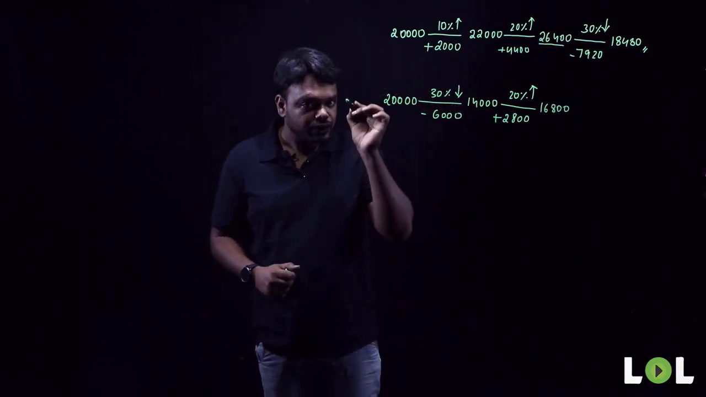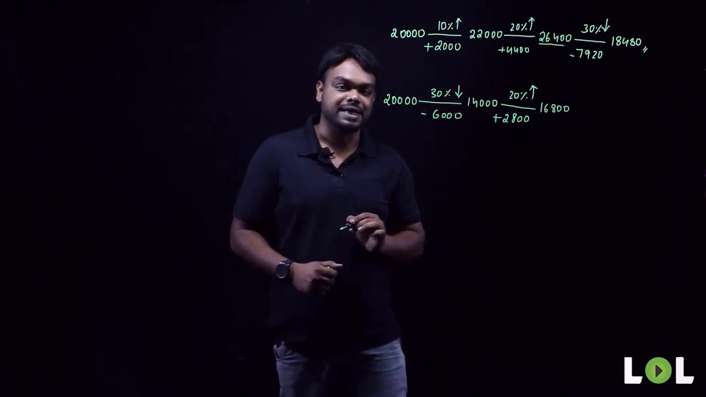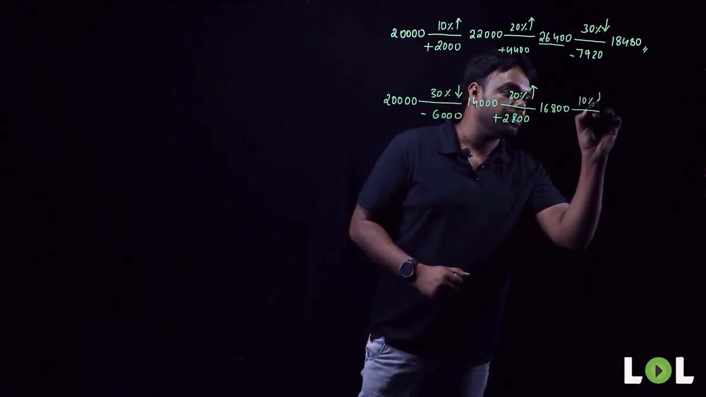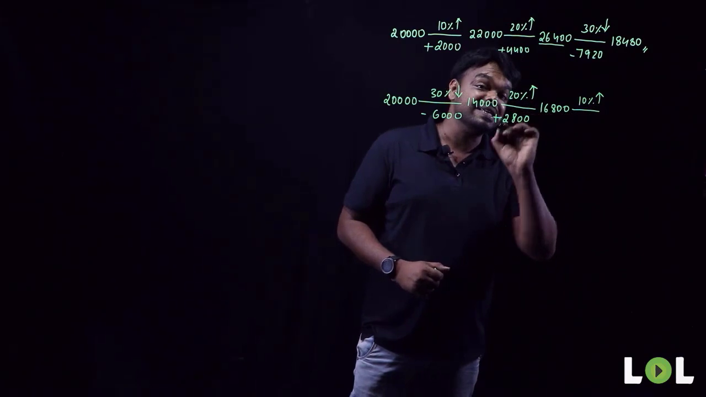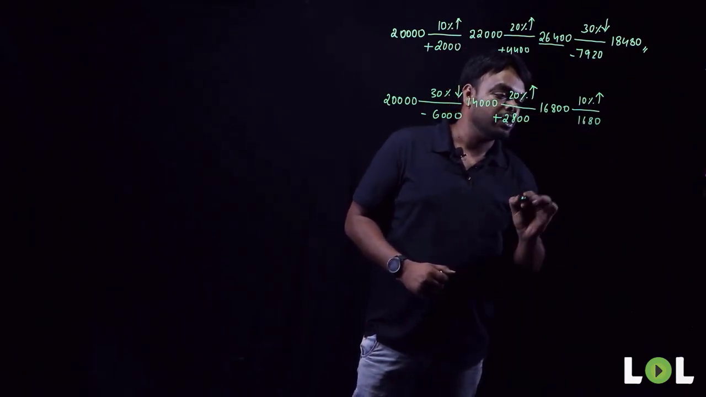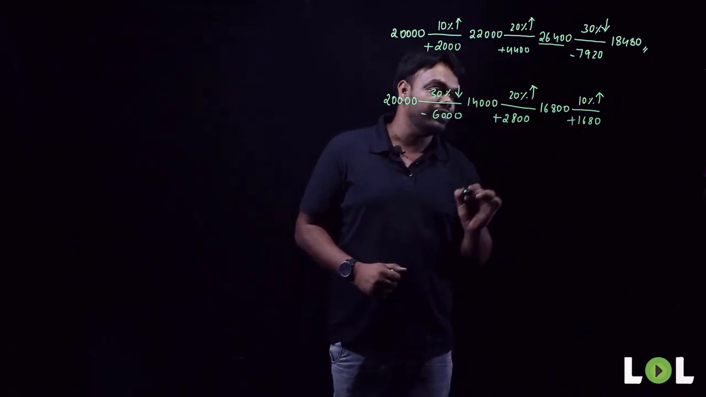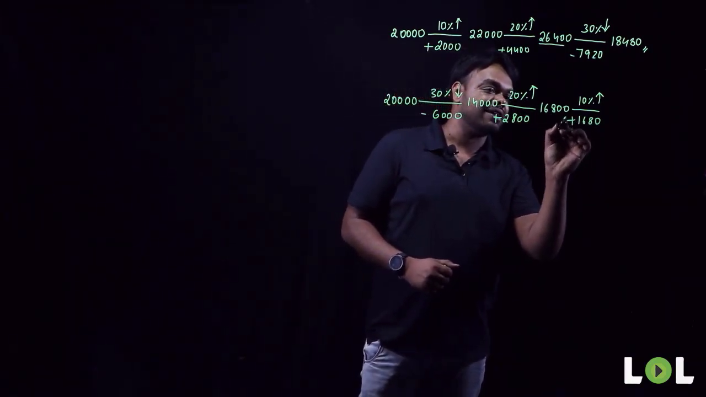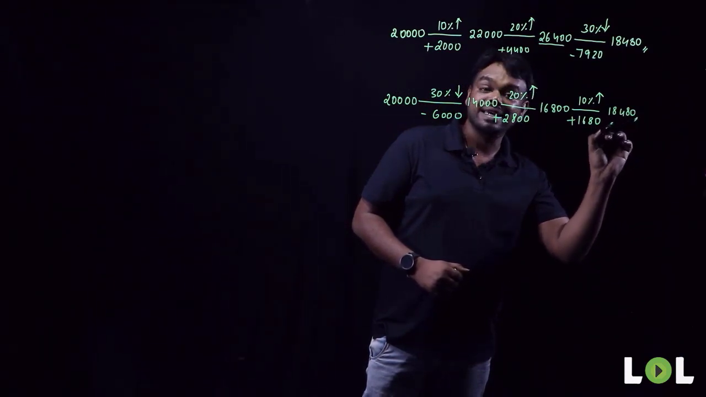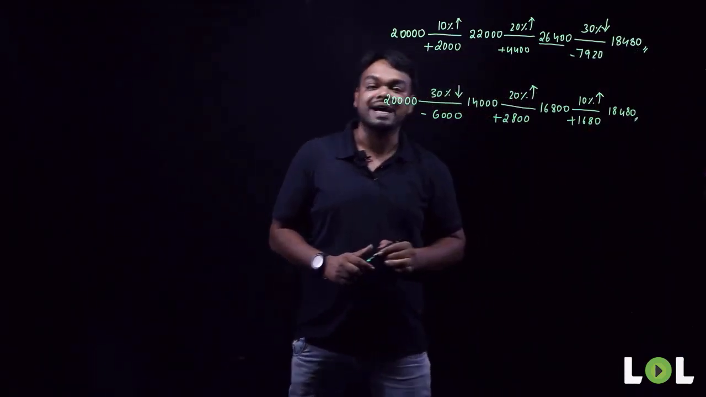And finally we are left with one last percentage, that is 10%. Let us apply that as well. Now if I apply 10% of 16,800, that is 1,680. Now if I add 1,680 to this, that will be 18,480. Now this is the same as the previous answer.